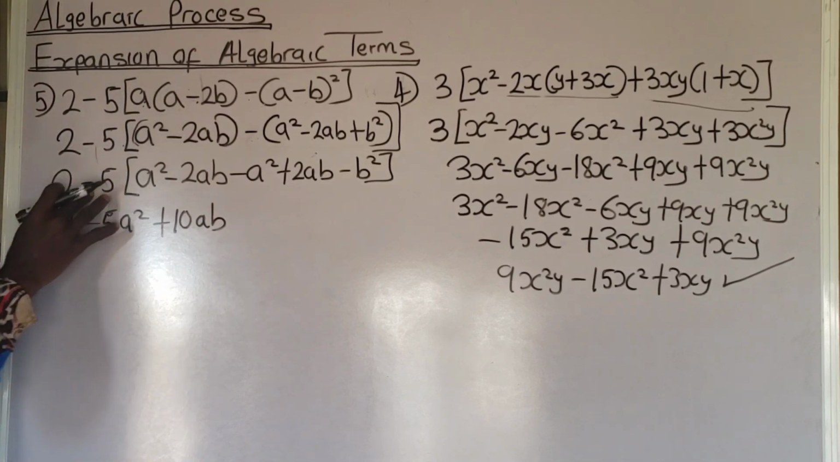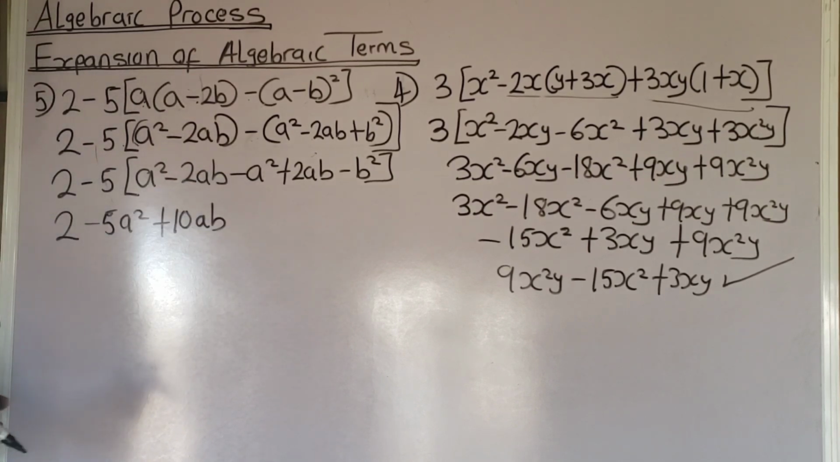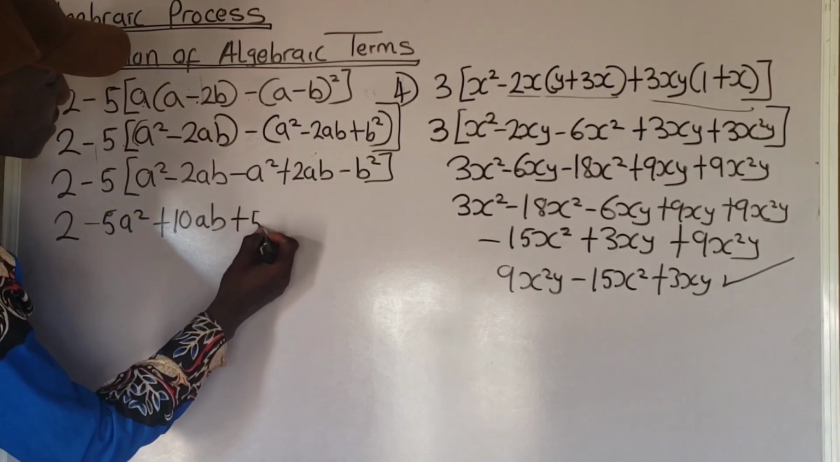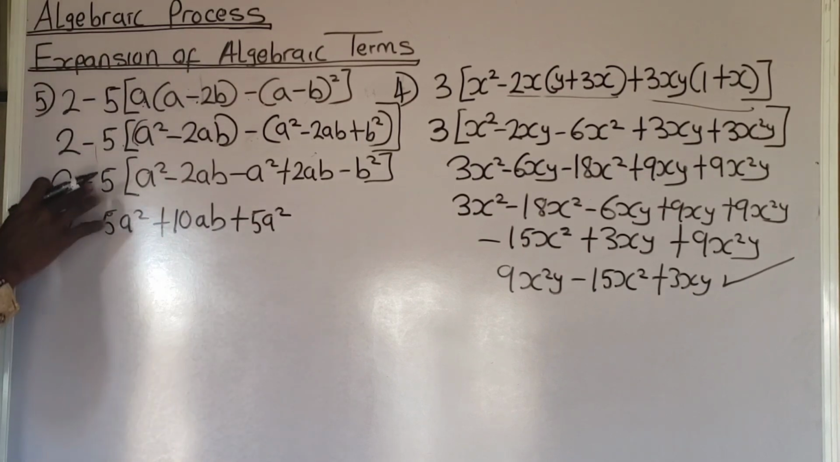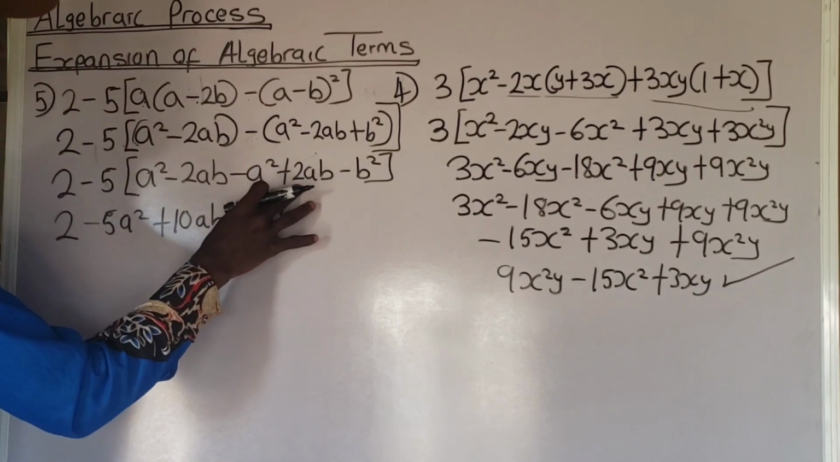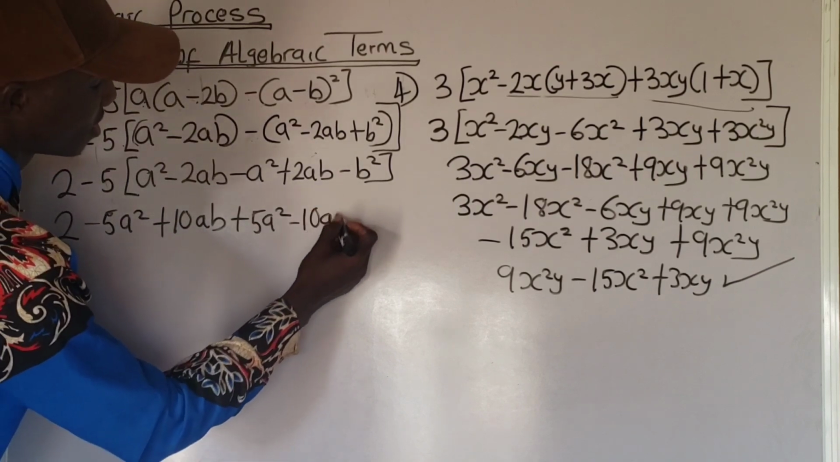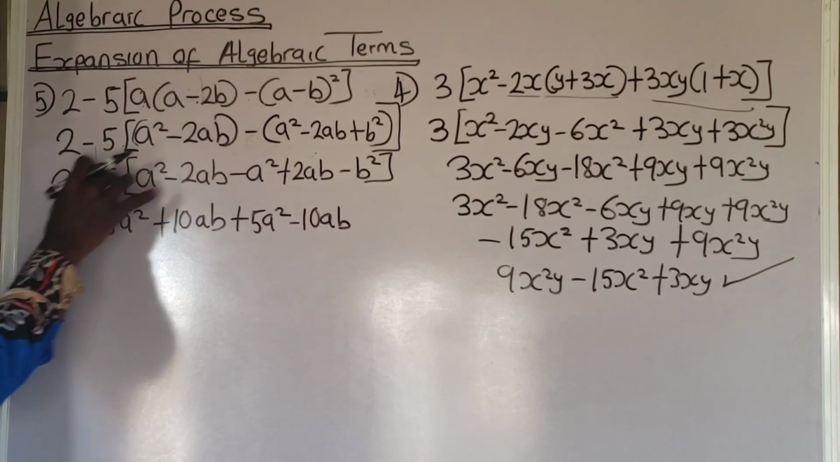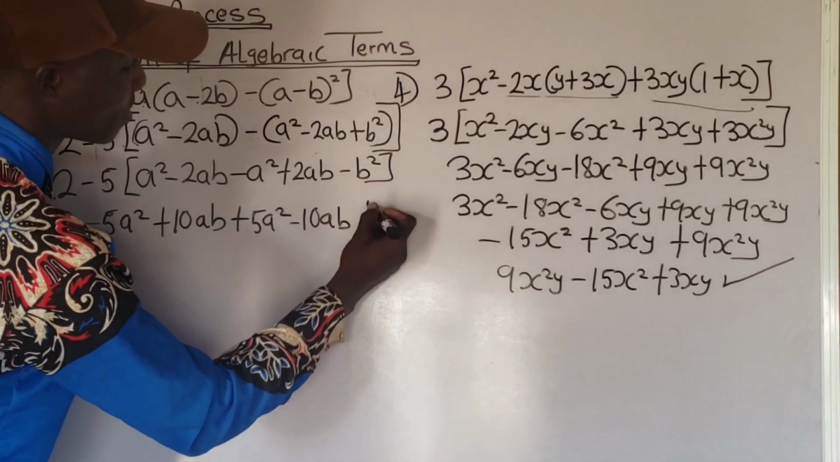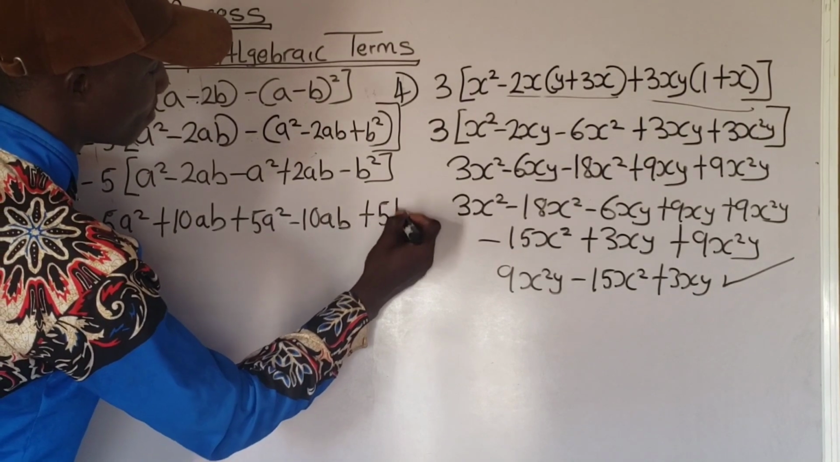Negative 5 multiplied by negative a squared will give us positive 5a squared. Negative 5 multiplied by positive 2ab will give us negative 10ab. Negative 5 multiplied by negative b squared will be positive 5b squared.